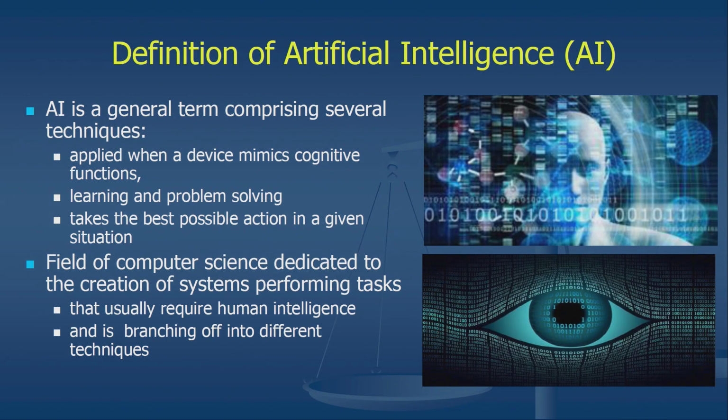So to define AI, artificial intelligence, it's a very general term. It's when some device mimics cognitive function, like human function, and it also allows learning and solving problems much easier and much faster than any human can do. And it's supposed to take the most possible action in some situation. And this is basically a field of computer science.